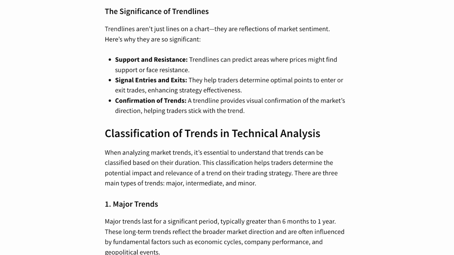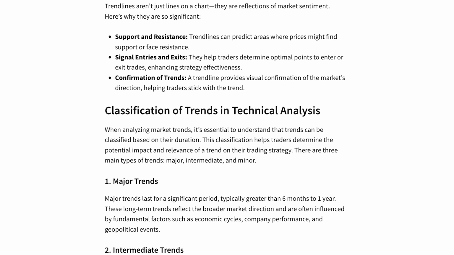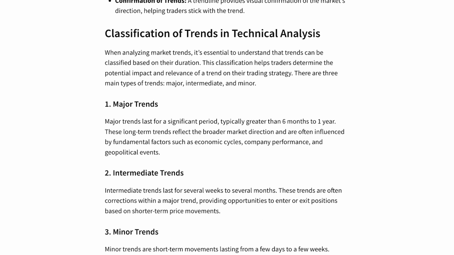And then obviously they confirm trends. So you might be looking at the chart, and in order to fully confirm it, you can draw a line, and that line is a visual confirmation of the market's general direction. Now, with these trend lines, they're classified a few ways.